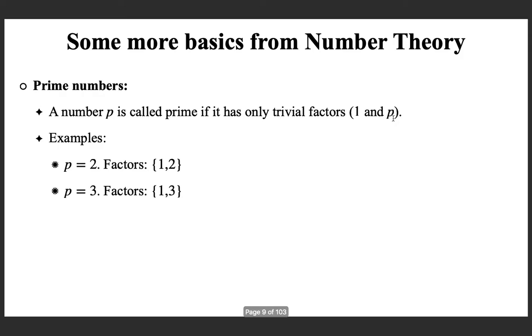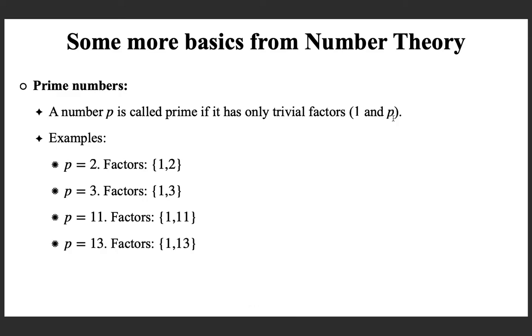Another example is 3, only 1 and 3 are the factors. 11 is also prime because only 1 and 11 are the factors of 11. 13 is also prime because here as well only 1 and 13 are factors. So I hope the definition of prime numbers is clear.